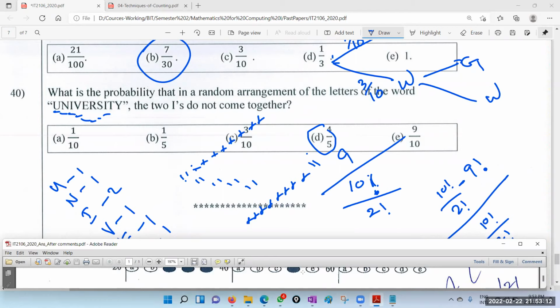Actually, I totally forgot the fact that when we have these two I's, we can arrange these. What you have to think is these two are bundled together, and it's something like we have 9 letters, right? Yes. So therefore, it's factorial 9.